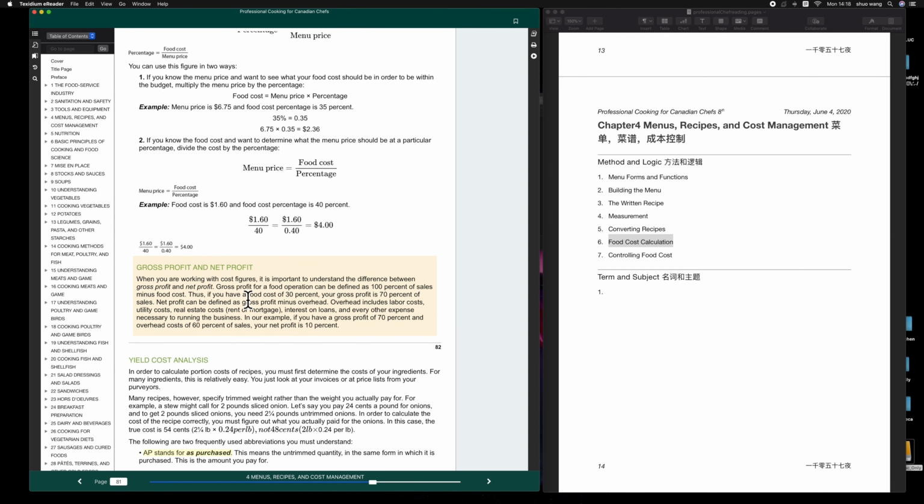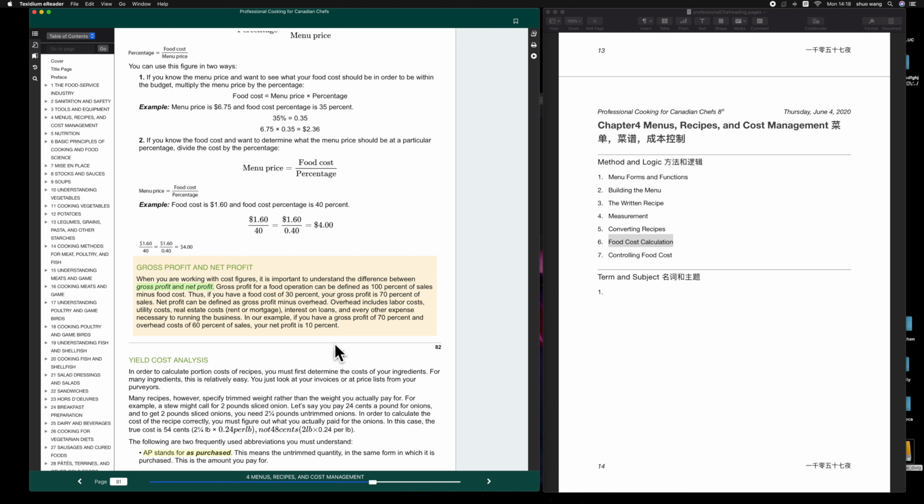Gross profit and net profit. 这是一个额外的知识点。When you are working with cost figures, it is important to understand the difference between gross profit and net profit. Gross profit for an operation can be defined as 100% of sales minus food cost. Thus, if you have a food cost of 30%, your gross profit is 70% of sales.